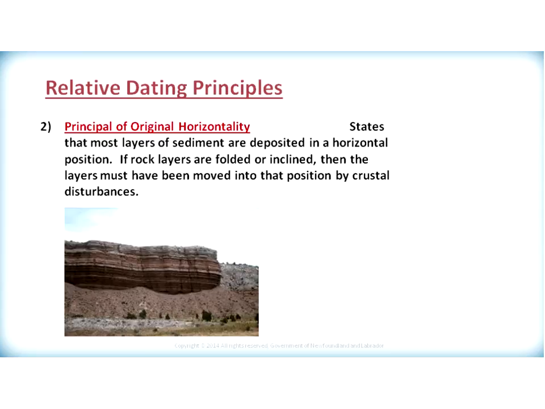When we look at the second geological principle, the principle of original horizontality, this principle states that most layers of rock, sedimentary rock, are deposited in horizontal positions originally. If a rock layer is folded or inclined, then the layers must have been moved into that position by crustal disturbances. As we see in the diagram below, all of the rock layers that you see here, the several different layers as we move towards the top, are still in the same position as they were originally deposited, that is, in horizontal layers.